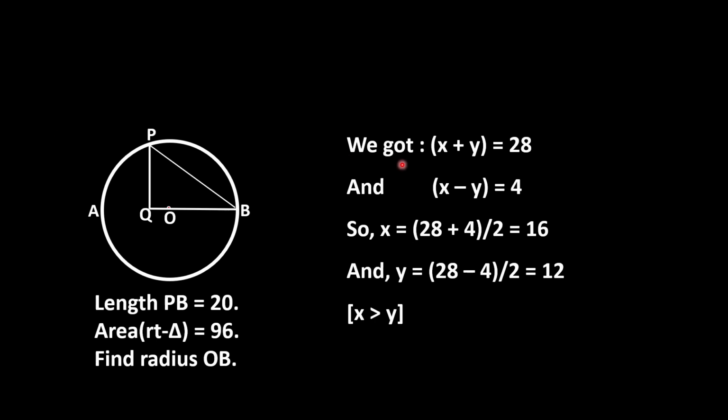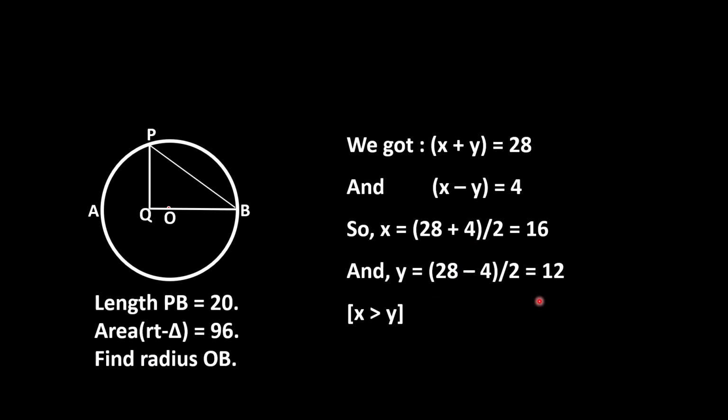So we got x plus y is 28, x minus y is 4. So x will be 28 plus 4 whole by 2, that is 16, and y will be 28 minus 4 whole by 2, that is 12. So x is 16 and y is 12.